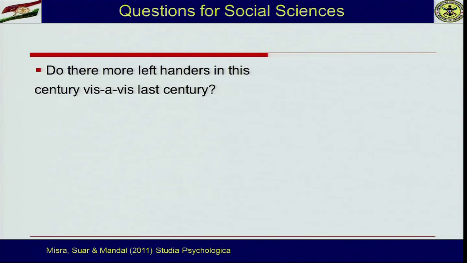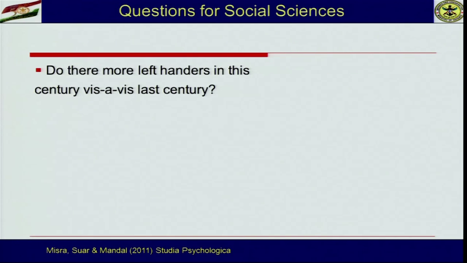Like evolutionary sciences, we have certain questions for social sciences. In this entire talk, I will be raising only questions to find out answers, because the answers are not very apparent or prevalent. So, the question for social sciences: are there more left-handers in this century vis-a-vis the last century? The latest study suggests that there has been an increase in the left-sided people in comparison to the last century. There has been some such evidence, but no systematic answer has been found whether we have more left-handers in this century as compared to the last century.